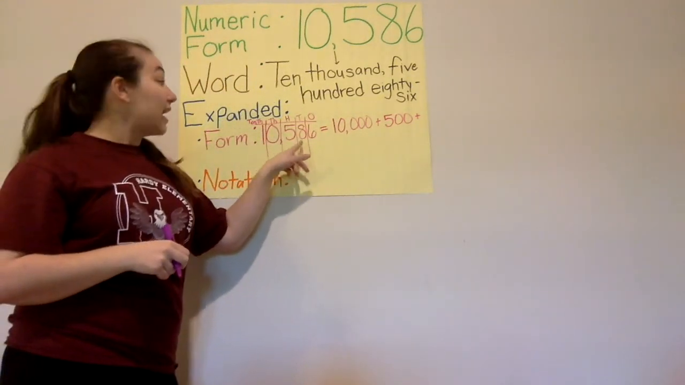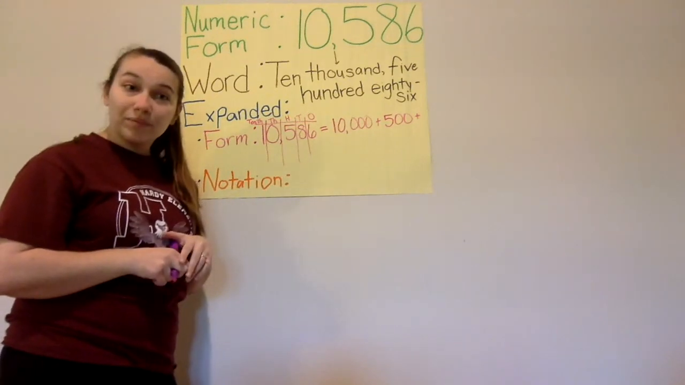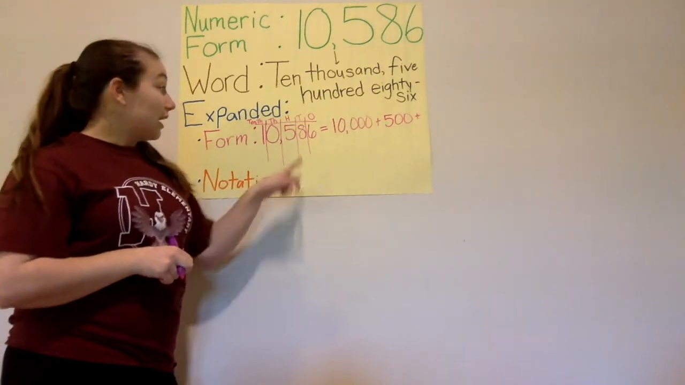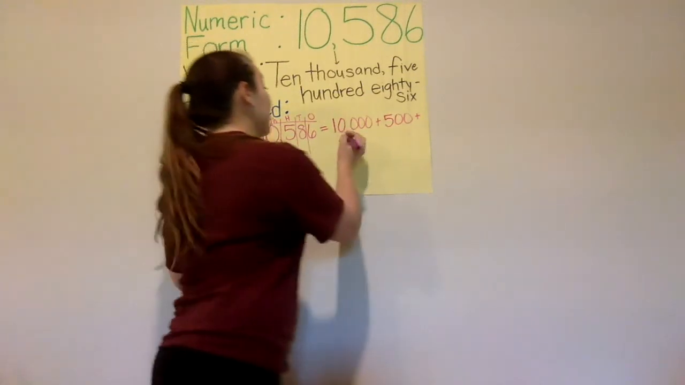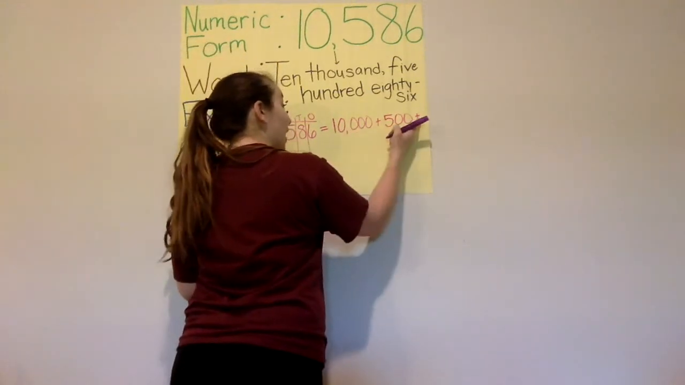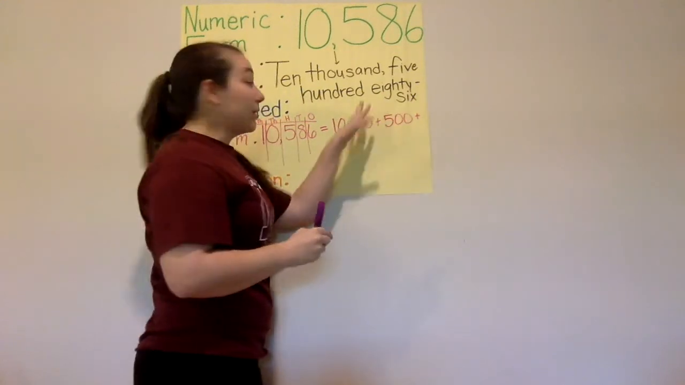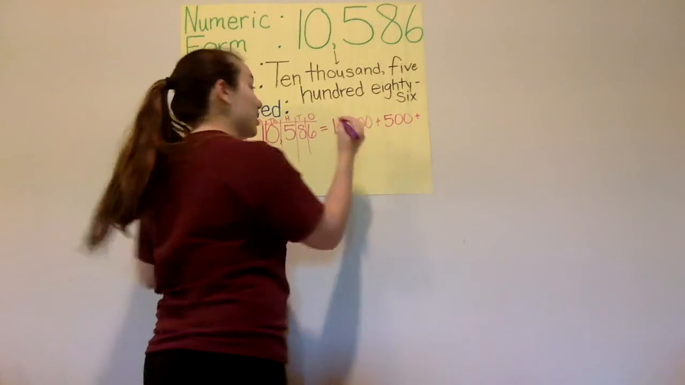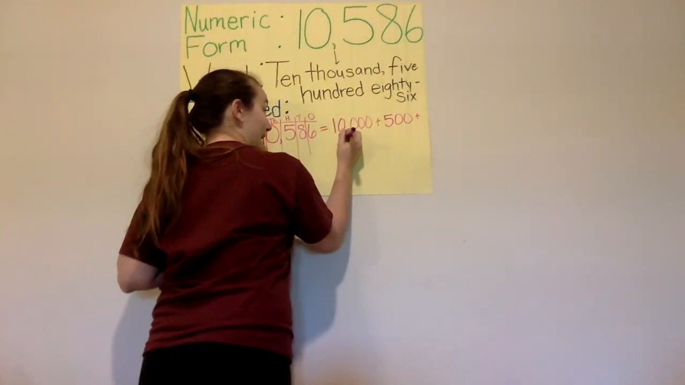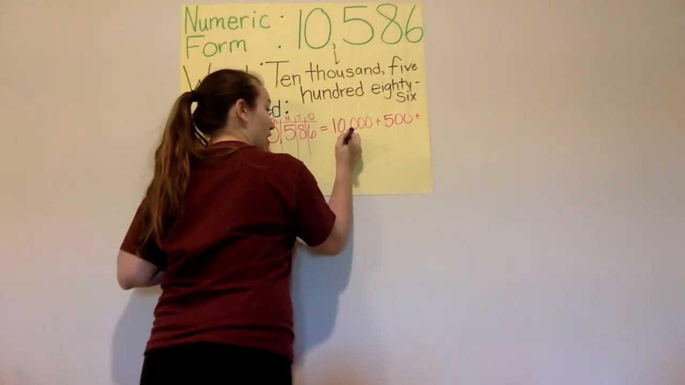Our tens. And how many tens do we have? 8. 8 tens is the same as 80. Very good. I ran out of room over here, so I'm going to go down below. But if you have the space, you should really continue going across. So we're going to add our 80.